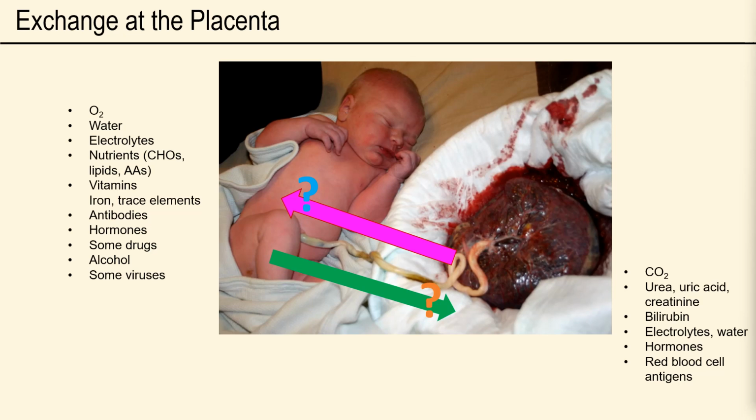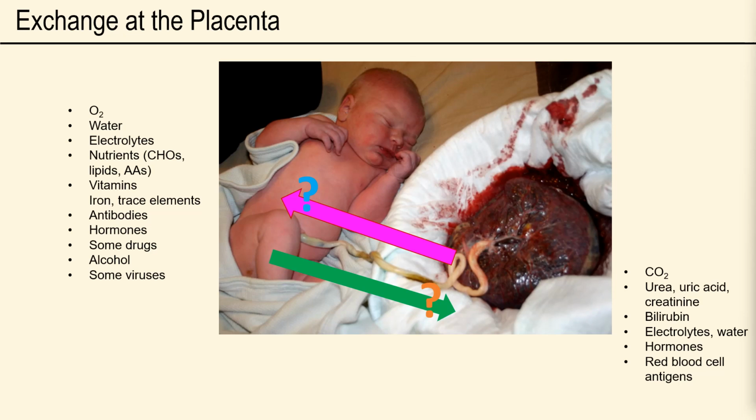We have the placenta releasing metabolites from the fetus such as urea, uric acid, creatinine and bilirubin, releasing these back into the maternal circulation for the body to eradicate them in the conventional manner. We have electrolytes, nutrients, vitamins and trace elements being delivered to the fetus, and hormones and antibodies. But what we also have, and some which can be problematic, are things such as drugs. These could be therapeutic or also recreational.